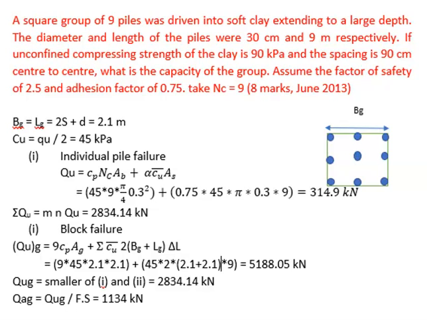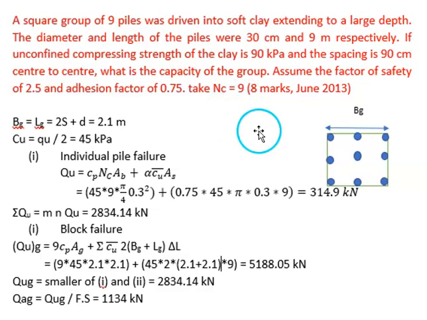Another example: a square group of 10 piles was driven into soft clay extending to a large depth. The diameter and length of the piles are 30 cm and 9 meter respectively. If the unconfined compressive strength of the clay is 90 kPa and the spacing is 90 cm center to center, what is the capacity of the group? Assume the factor of safety as 2.5 and adhesion factor of 0.75. Take Nc equal to 9.